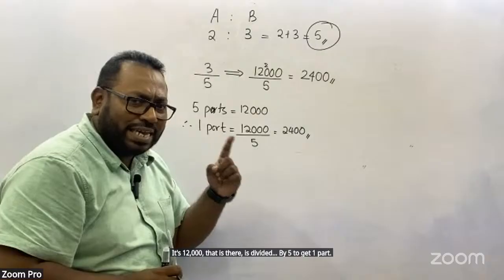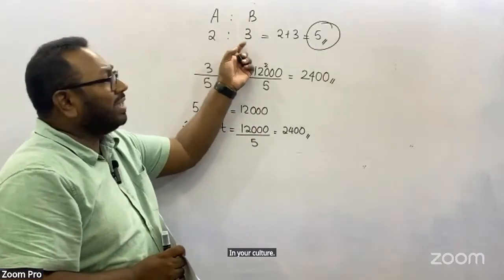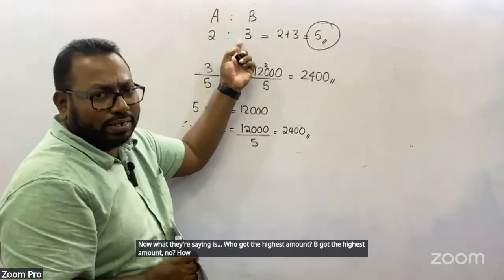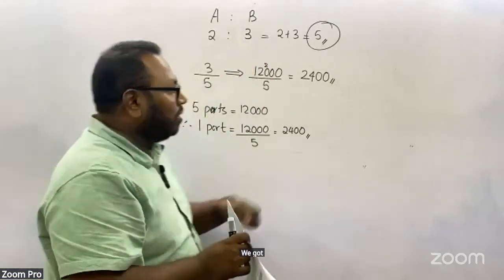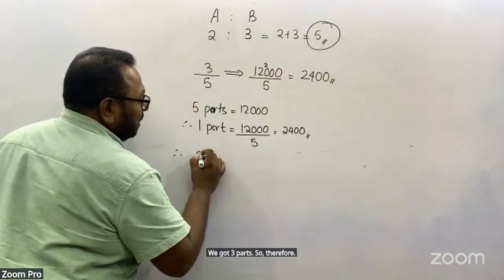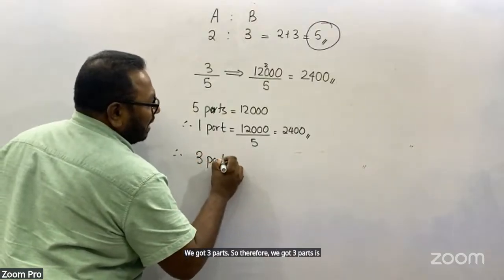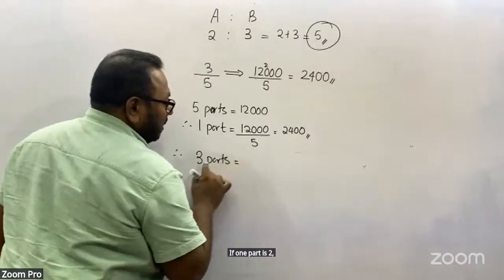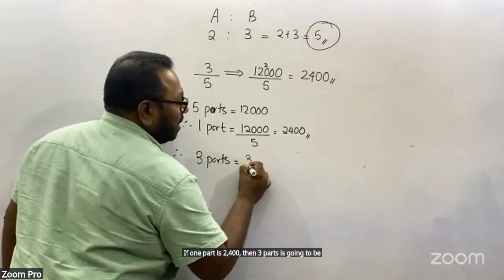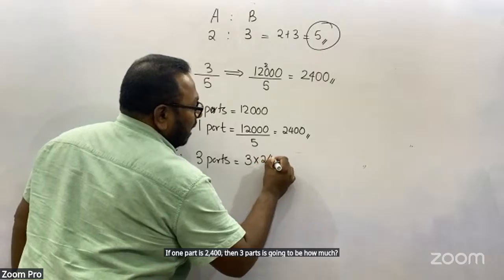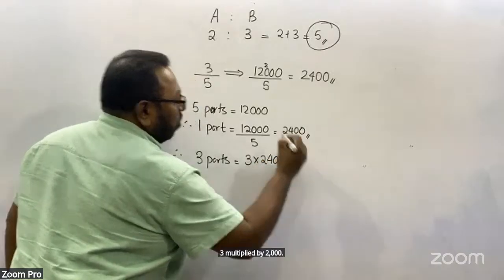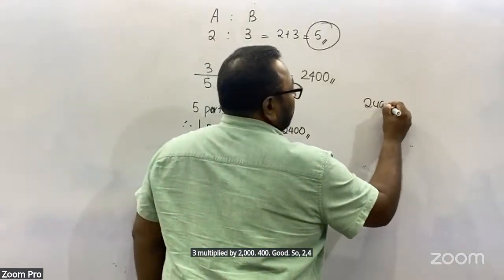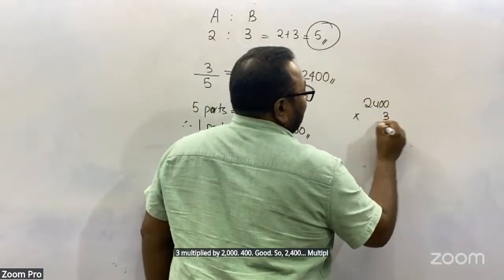Now what we are saying is, who got the highest amount? B got the highest amount, no? How many parts did B get? B got 3 parts. So B's 3 parts is equal to how much then? If one part is 2,400, then 3 parts is going to be how much? 3 multiplied by 2,400.